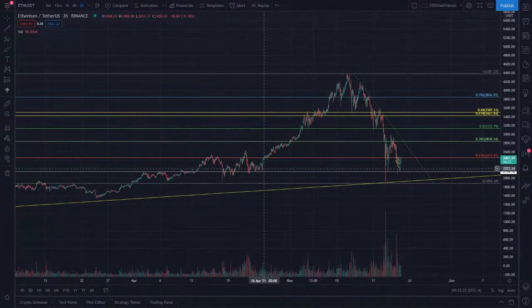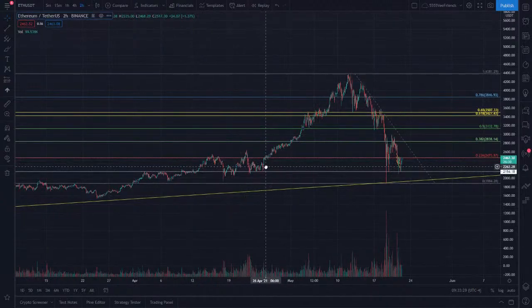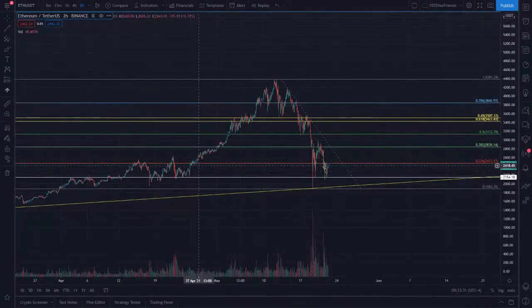You see in this range, it was ranging here for pretty much the entire month of April. And then the market made a decision that we're going up.